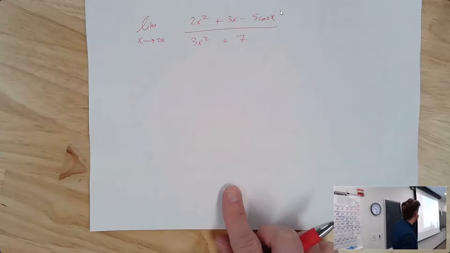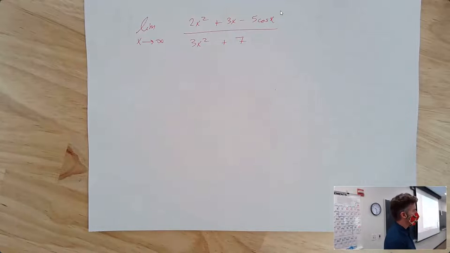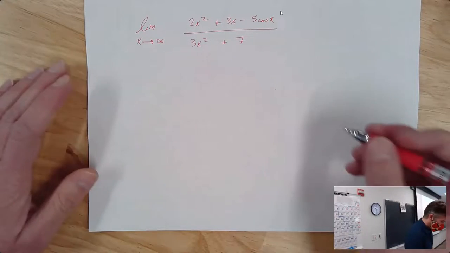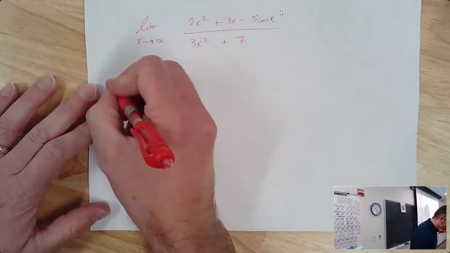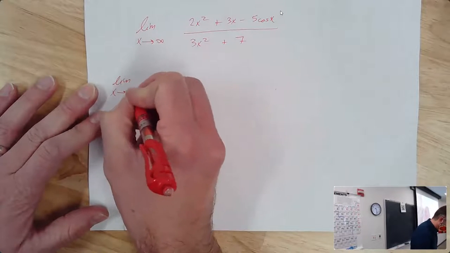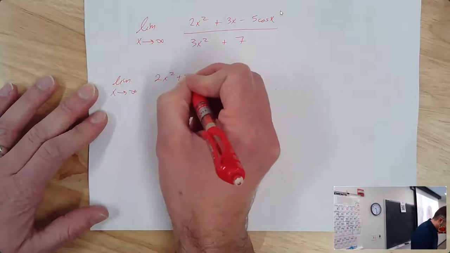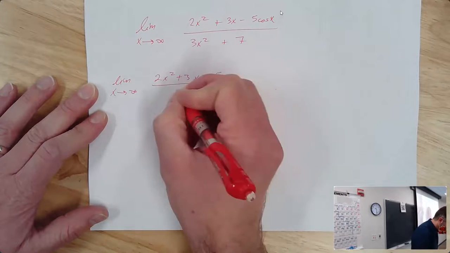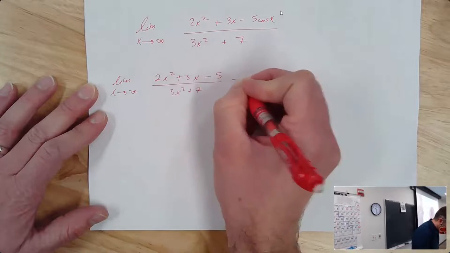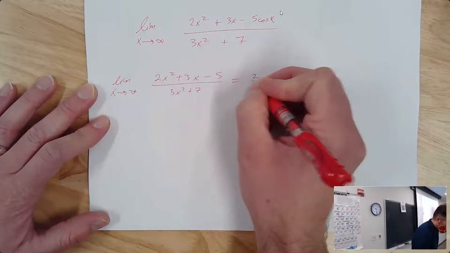And if it weren't for that cosine there, you would all tell me that this limit was what? 2/3, right? You would use the rule for limits to infinity of quotients, which says if the degrees are the same, the limit is the quotient of the leading coefficients. And it's totally true that the limit as x goes to infinity of, say, 2x squared plus 3x, I'm going to say minus 5 over 3x squared plus 7, we know that's equal to 2/3.